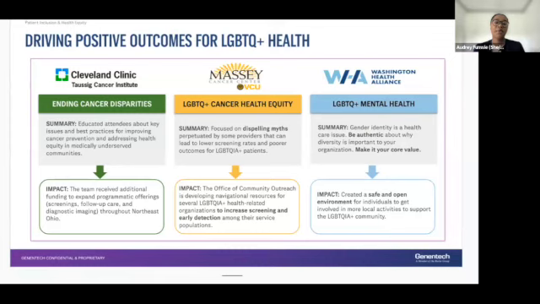So the impact of this is, for one, the Cleveland Clinic team received additional funding to expand the program offerings to screenings, follow-up care, and diagnostic imaging throughout Northeast Ohio. For the Washington Health Alliance, the impact created a safe and open environment for individuals to get involved in more local activities to support LGBTQ health in the community. So this is a very amazing program that we have within our Chief Diversity Office that definitely focuses on, one, meeting patients where they are, and then also tackling local issues coming from what the local people who are part of that community would like to see.